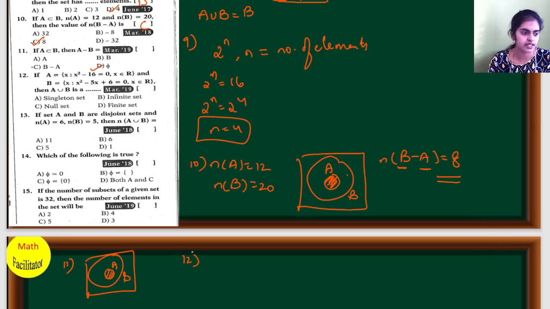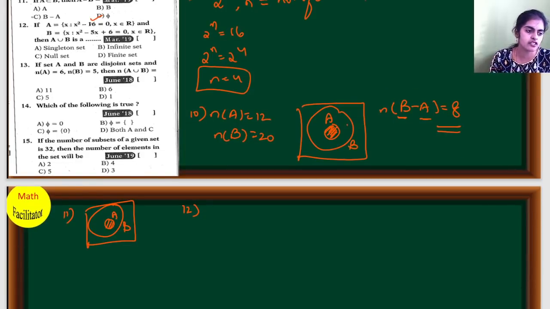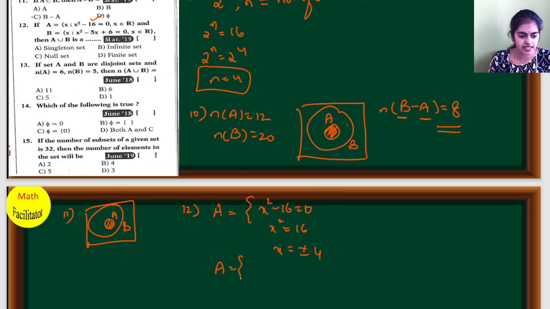See question number 12 now. A is the set of all elements X such that X square minus 16 is 0. So A should contain all elements such that X square minus 16 is 0. Which means X square equal to 16, or X should be plus or minus 4. Okay, so A should contain plus or minus 4.